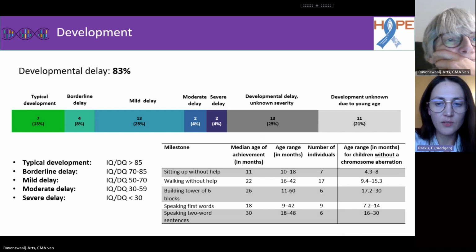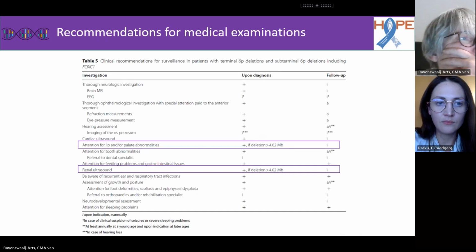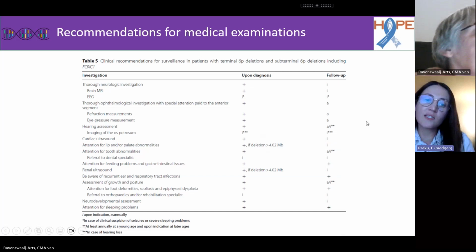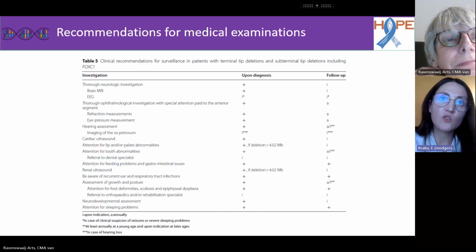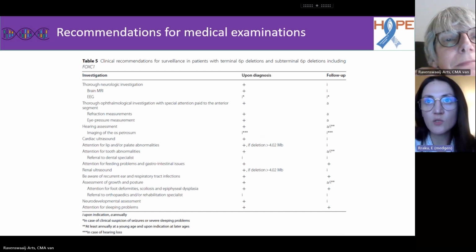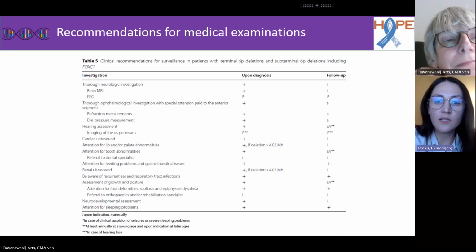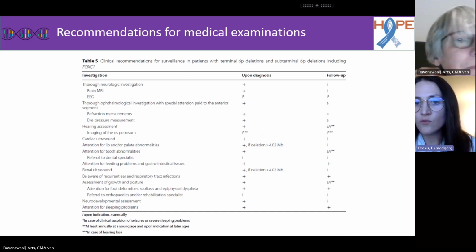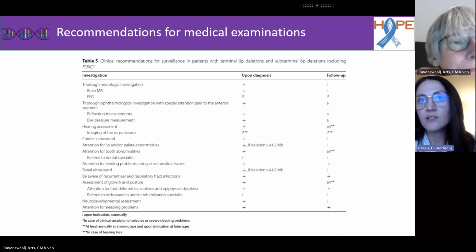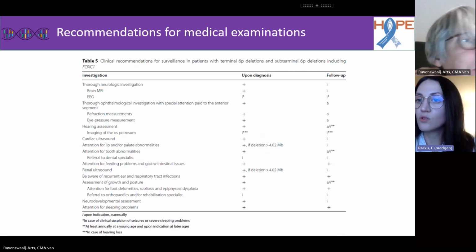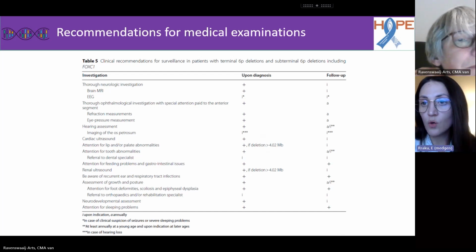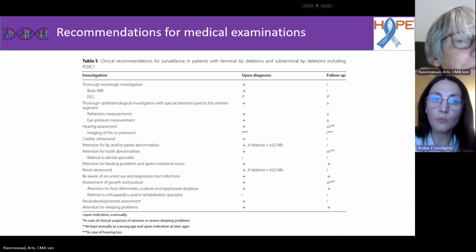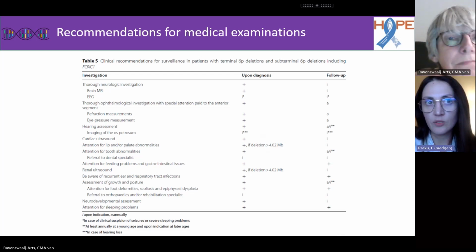I think we can go to the next one. Yes. So this is a table that is included in the paper and gives a number of recommendations for medical checkups that should be considered when a child is diagnosed with a 6p25 deletion. And those are described in the column which is called upon diagnosis, and also recommendations for medical investigations that can be considered during follow-up visits to the doctor under the follow-up column. I will now go quickly through this summary, but you can find this table both in the summary on the website and in the paper.